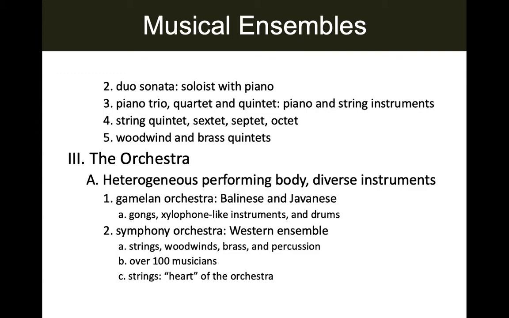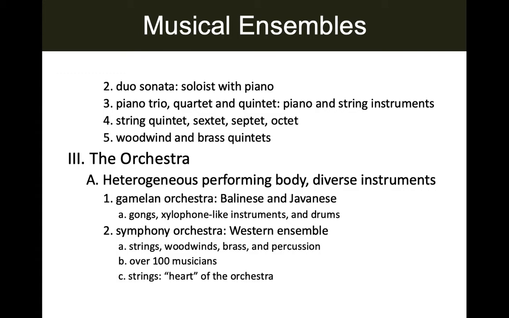The orchestra is a heterogeneous performing body. So we talked about a homogeneous performing body, which is choir, or these chamber ensembles, which is the same family playing together. Heterogeneous is diverse instruments. So we have the Balinese orchestra, which is Balinese and Japanese, gongs, xylophone-like instruments, and drums. Then what we're familiar with, which is the symphony orchestra, the Western ensemble: strings, woodwinds, brass, and percussion.